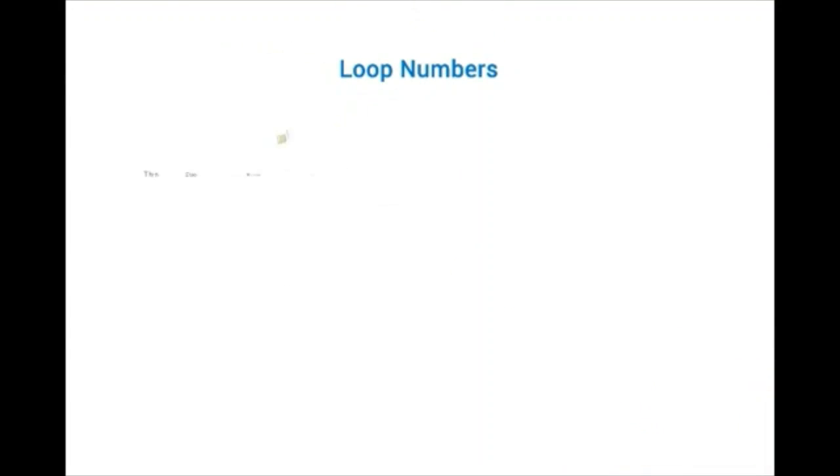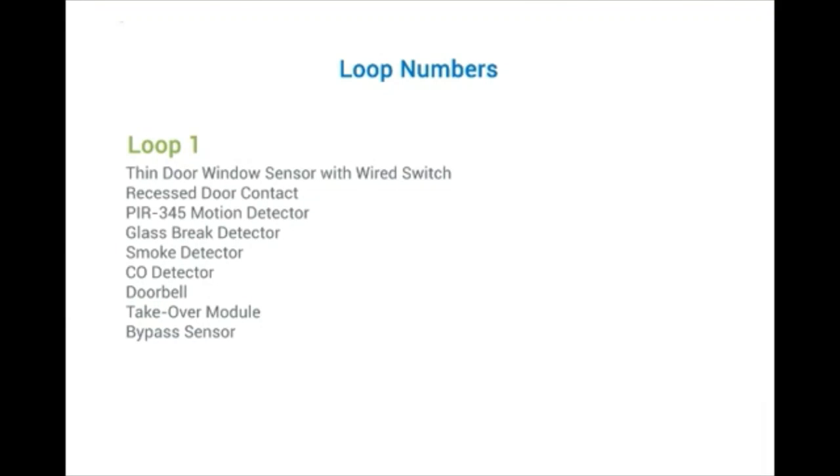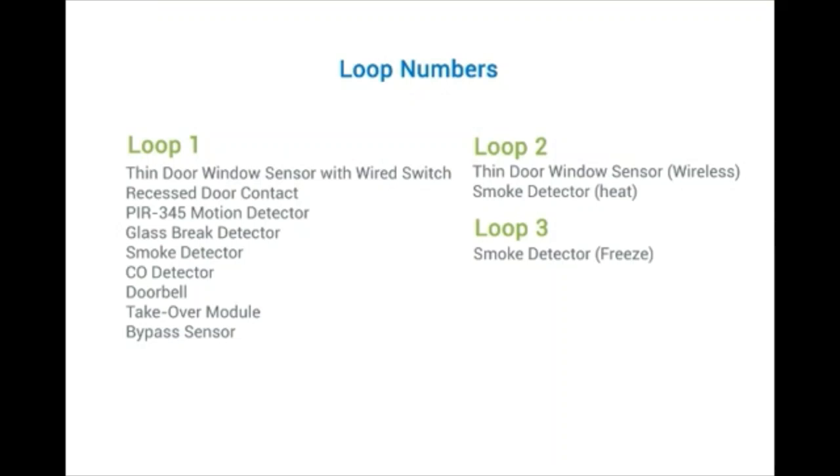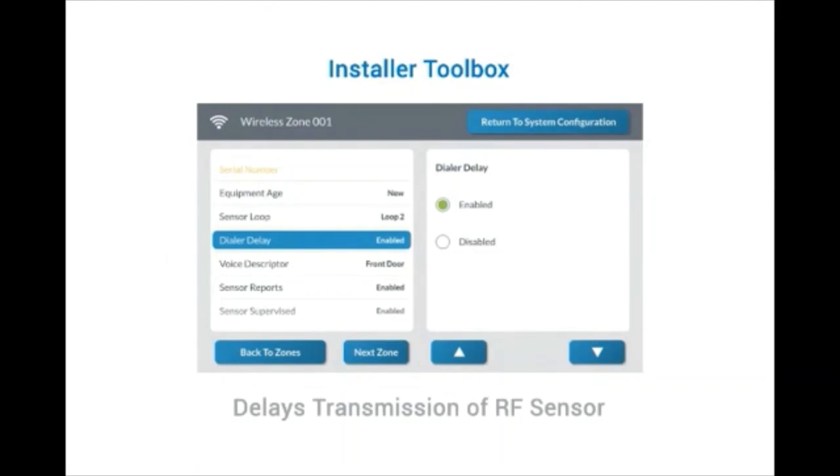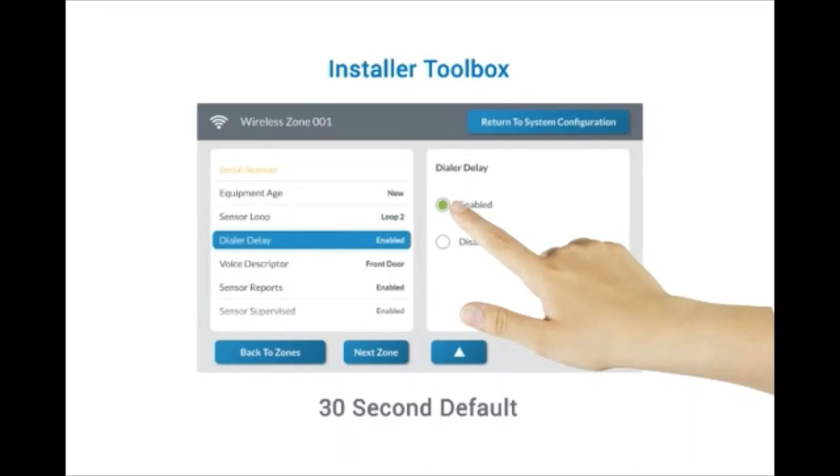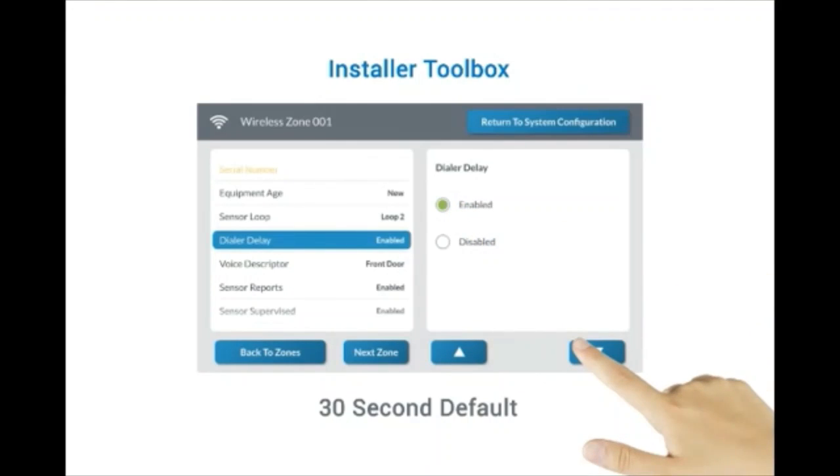Here is a list of the loop numbers for various 2 gig peripherals. Note, only 2 products currently have a second or third loop: the DW10 thin door window sensor and the smoke detector. In order to use the functions of multiple loops, the sensor must be programmed in a separate zone for each loop used. The dialer delay delays the transmission of the selected RF sensor. The default is set to 30 seconds. Once the appropriate option is selected, press the down arrow or select another option on the left.